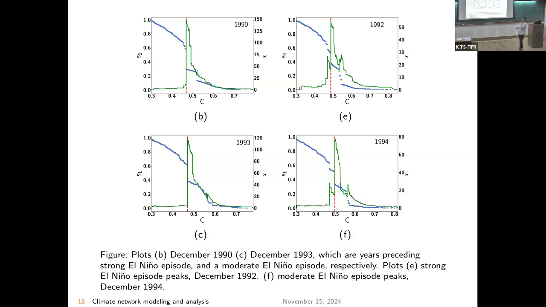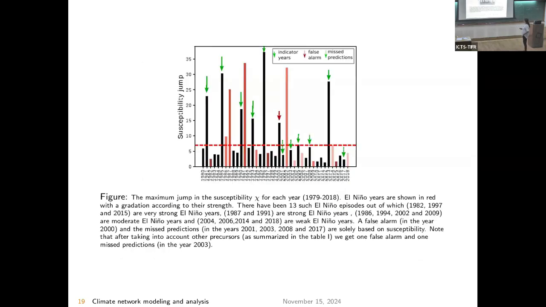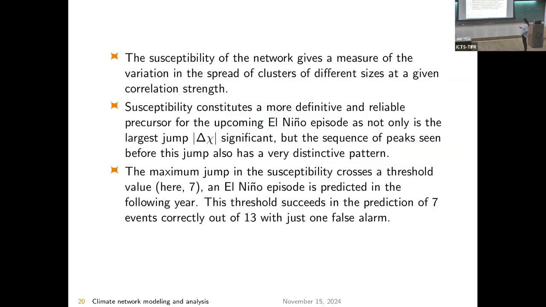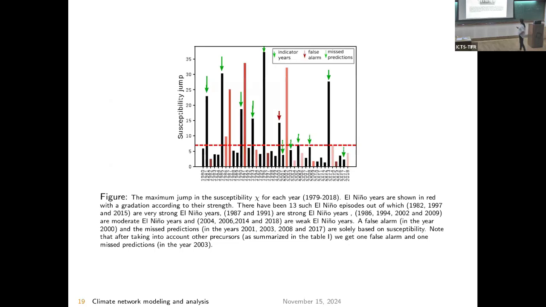You can get a prediction based on the susceptibility and the order parameter also. They did, but the susceptibility alone gives more false positives than this one. This eliminates practically all the false positives. So we get one false positive here, which is the false alarm. These are the correct predictions which are done by that.